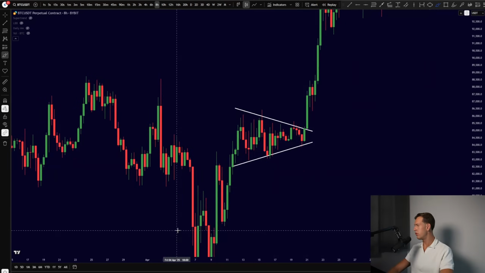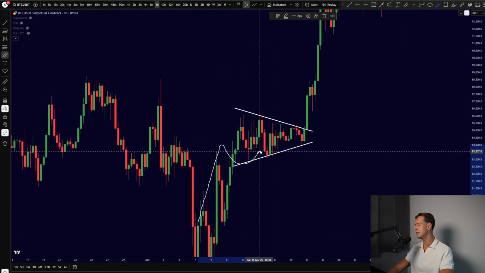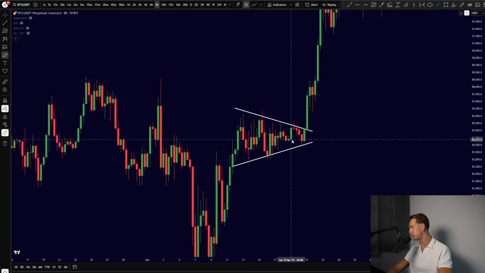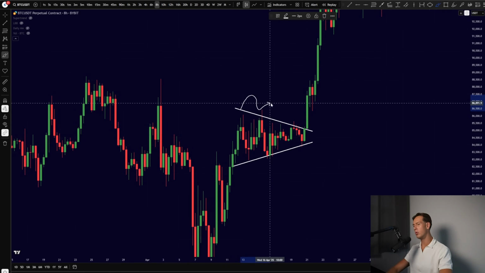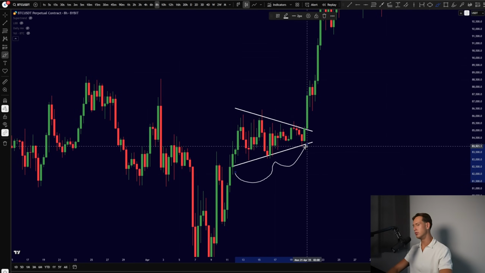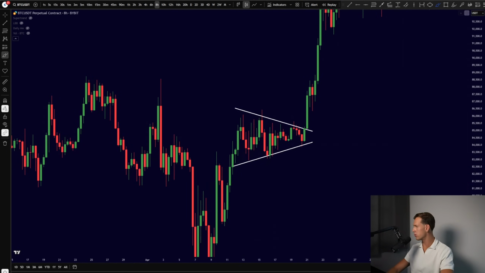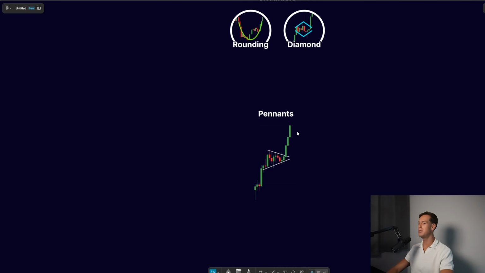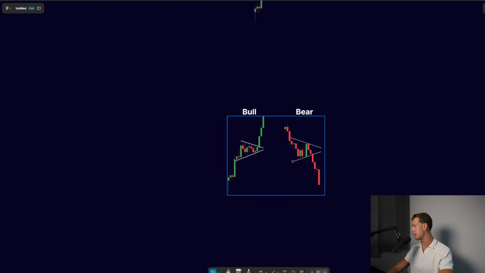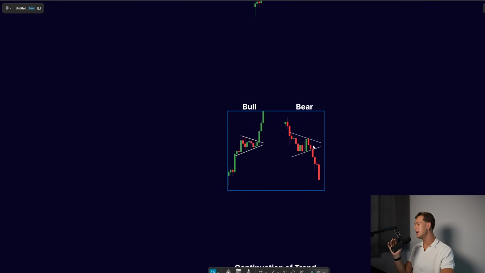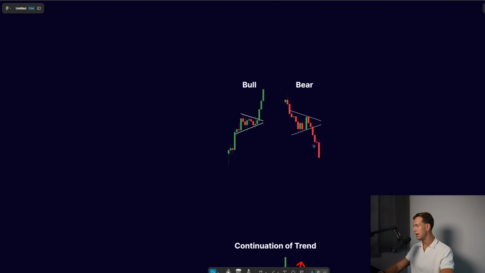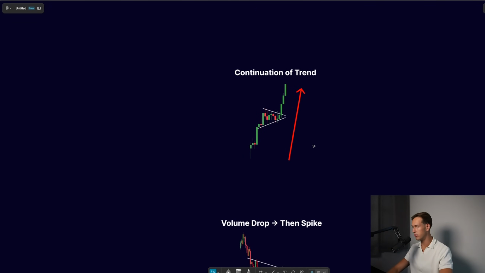After a big move, price usually compresses, often forming a bullish pennant. You will see lower highs and higher lows, creating a triangle pattern, also called a pennant. You can get bullish pennants, but you can also get bearish pennants. Now, it is not a reversal pattern, it is a continuation pattern. Just a short pause before it continues in the direction of the larger trend.